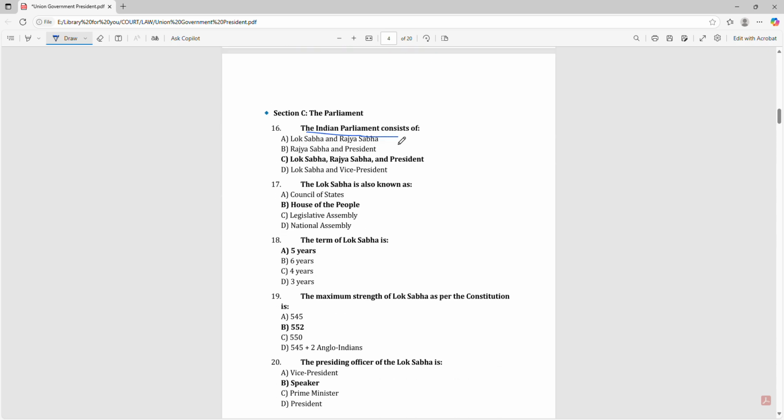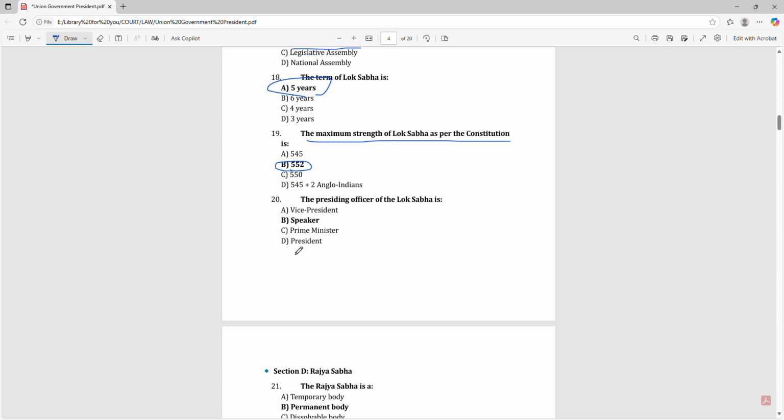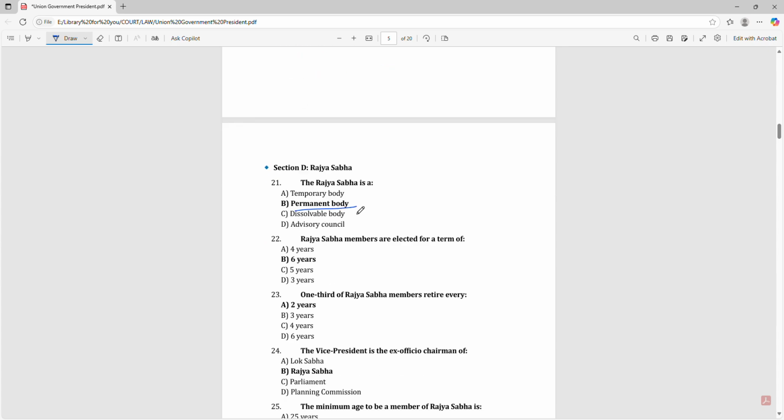The Indian Parliament consists of Lok Sabha, Rajya Sabha, and the President. The Lok Sabha is also known as the House of the People. The term of Lok Sabha is 5 years. The maximum strength of Lok Sabha as per Constitution is 552. The presiding officer of the Lok Sabha is the Speaker. The Rajya Sabha is a permanent body.